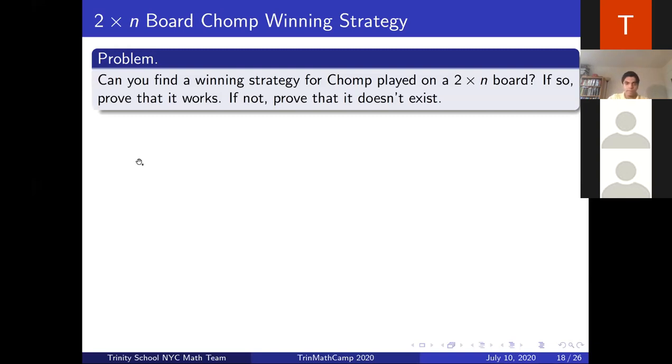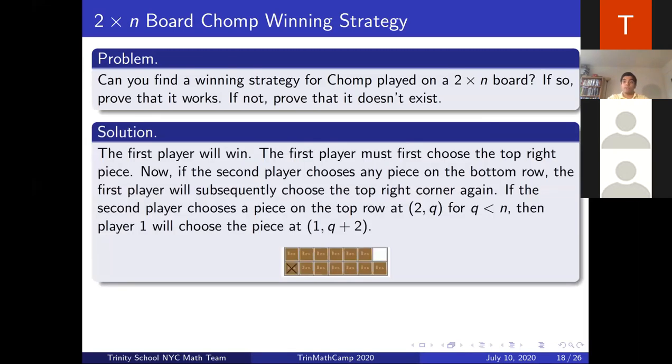Okay, let's go over it. So the solution is the first player will always win, if they play rationally. What the first player must do is choose the top right piece. Now we can break it up into the following couple scenarios. Notice that taking the top right piece was very similar to how we dealt with it in the m by n case.